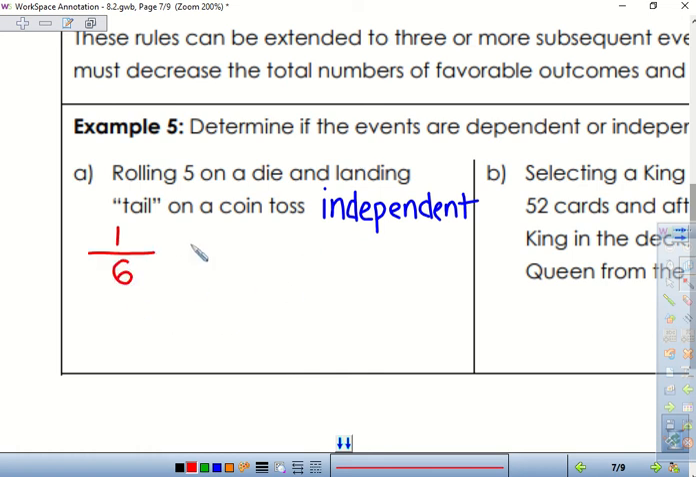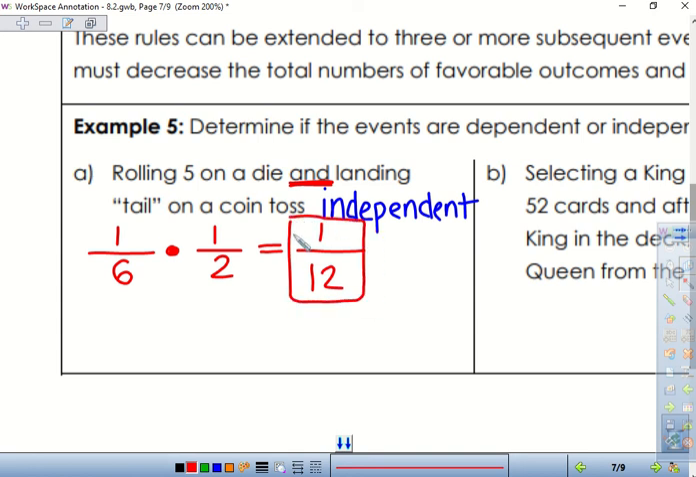And what about a tail on a coin toss? And we're gonna multiply these together instead of add them, because you want them both to happen. You don't want one or the other, you want both. And if you want both, it's gonna be less. So you multiply. 1 times 1 is? 6 times 2? Good. So if you were to roll a die and toss a coin, your chance of these two things happening is 1/12.